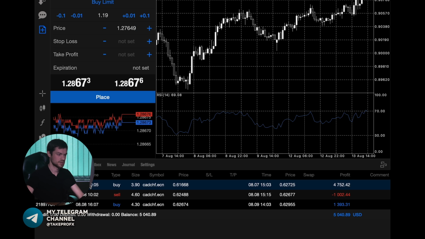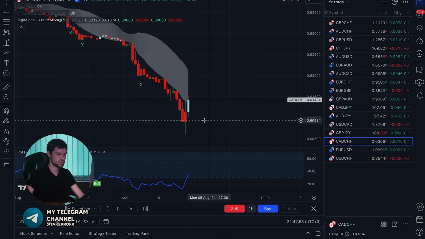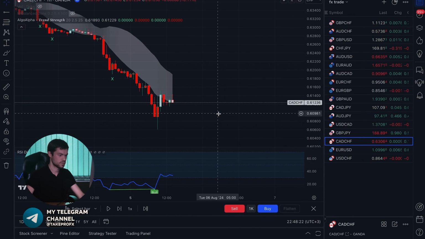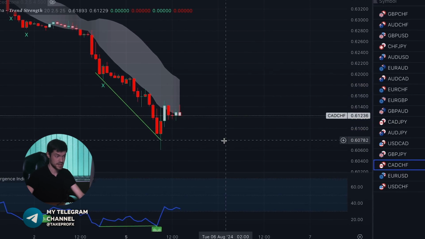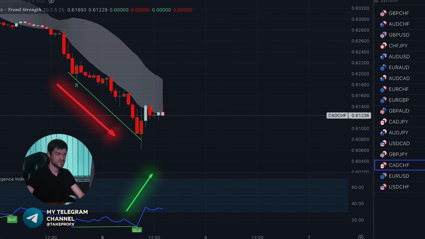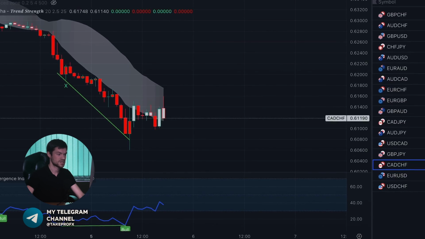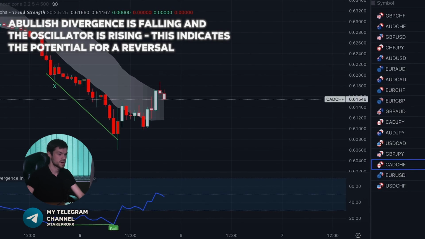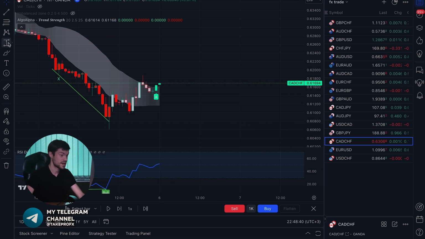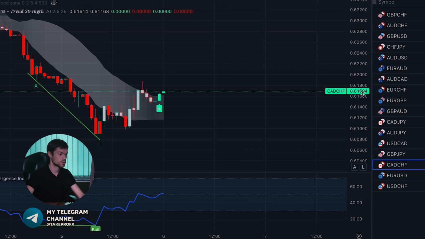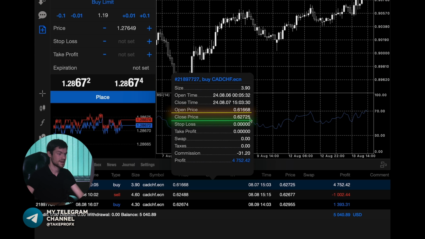It was opened at night. Now let's switch to this chart. Here is how the events unfolded. We have a bullish divergence: our chart has fallen, as we can see, and our oscillator is rising. Because of this, we realize that we have the potential for a reversal and we are waiting for a buy signal. So we are waiting for this signal, and here we have the signal. Accordingly, I open a trade at a price like this. So we open an order at this price and closed it at this price.